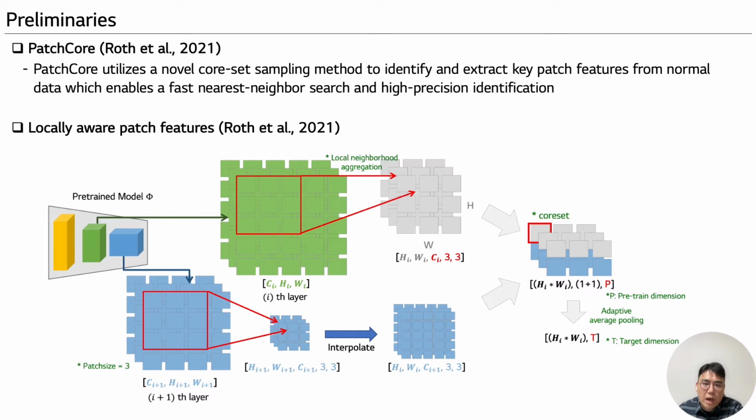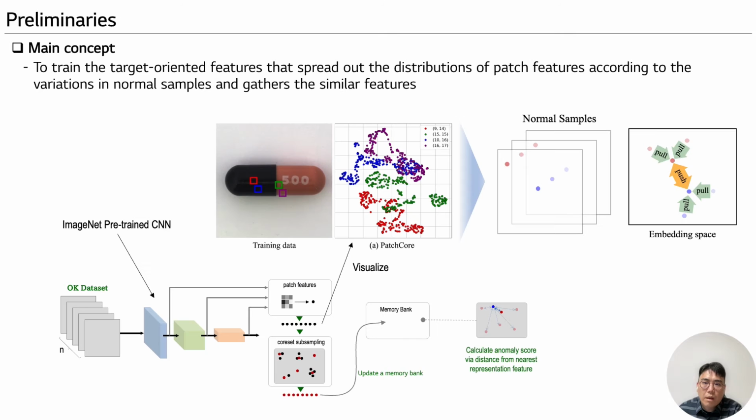Also, using multiple feature hierarchies can help improve performance. To combine these features, they bilinearly rescale the local patch feature vector from layer i plus 1 to match that from layer i and merge the corresponding patch features. And then use adaptive average pooling as a feature aggregator to make a coreset to generate a memory bank. The memory bank is updated by coreset subsampling with a greedy approximation sampling method. In the test phase, PatchCore generates the coreset of the test image and calculates the anomaly score via the distance from the nearest representative feature of the memory bank.